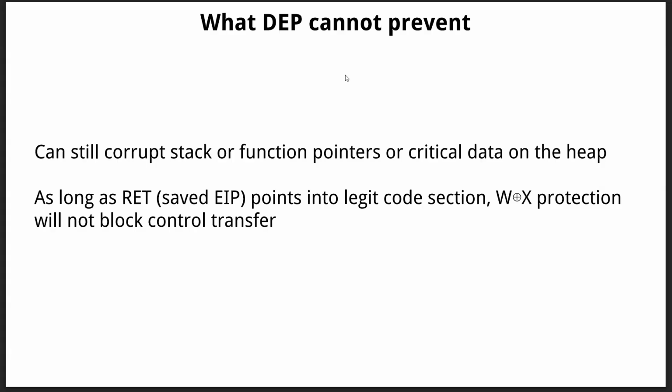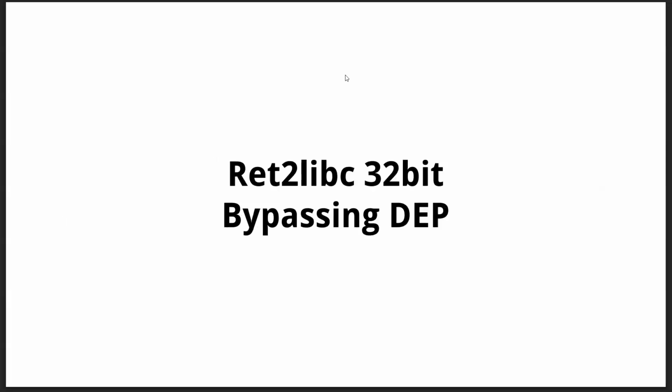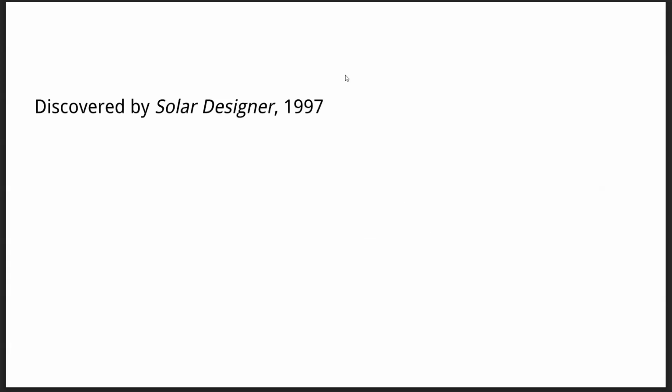What other interesting functions are there we can return to? Those functions are what I placed there. Exactly, there are all kinds of C library functions. That's why there is an attack called a return-to-libc attack. We will talk about the 32-bit version of that, which will defeat this kind of DEP here. This was first discovered by a hacker named Solar Designer back in 1997.